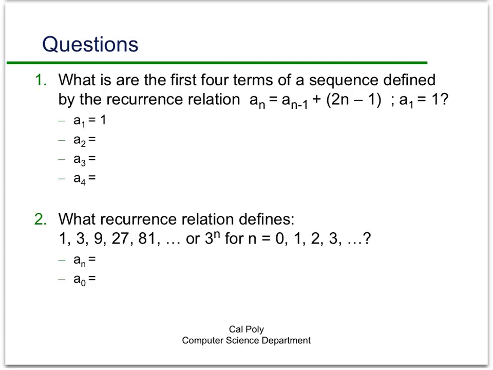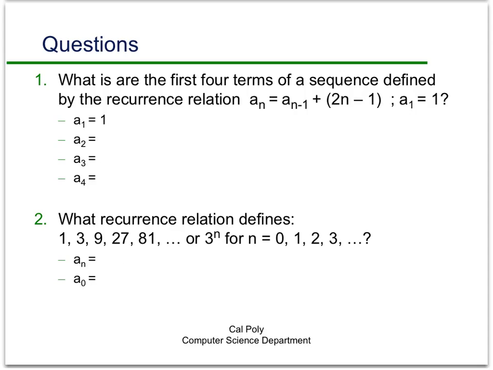Here are a couple examples I want you to think about, and you should pause the video here in a second. Consider this recurrence relation: a sub n equals a sub n minus 1, the previous term in the sequence, plus 2n minus 1, starting with a1 equal to 1. What are the second, third, and fourth terms in the sequence?